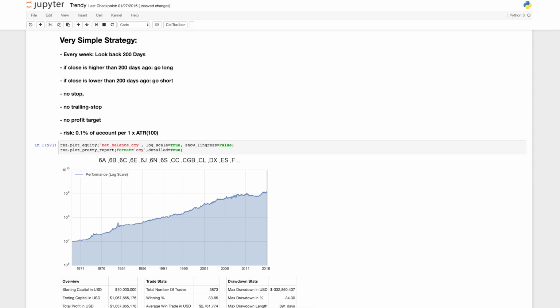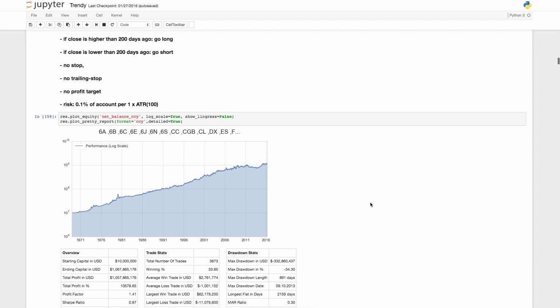So you get whipsawed less often instead of making that evaluation on a daily basis. For the risk, I simply took 0.1% of the account size and multiplied it with 1 times the average true range of the daily price chart of the last 100 days. And then I run that over the whole time period, and here you can see the results.